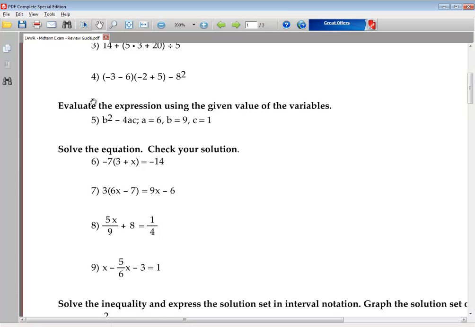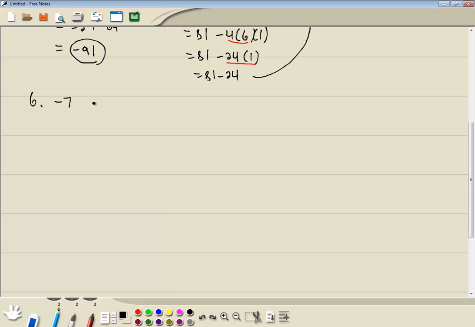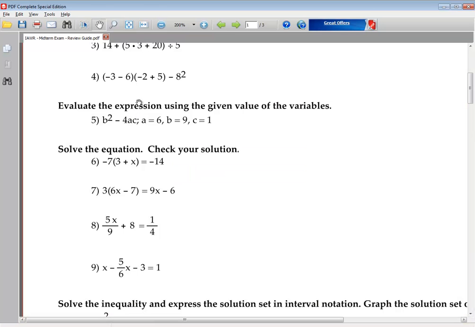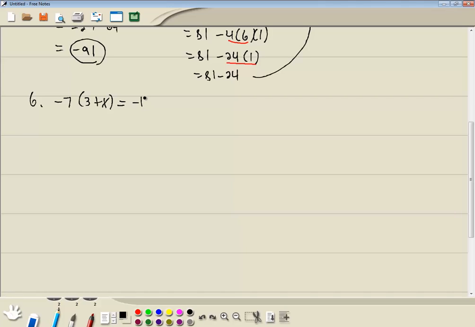We've got negative 7 times 3 plus x is equal to negative 14. And this is solving a linear equation. Our first step is to get rid of parentheses. Well, this one we do have parentheses on, and we do that with the distributive property.